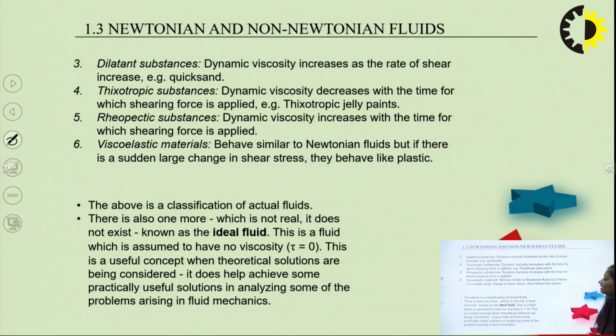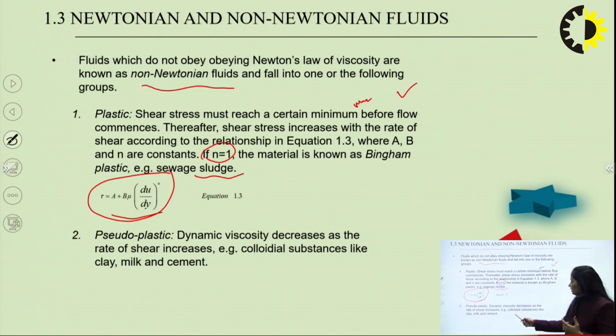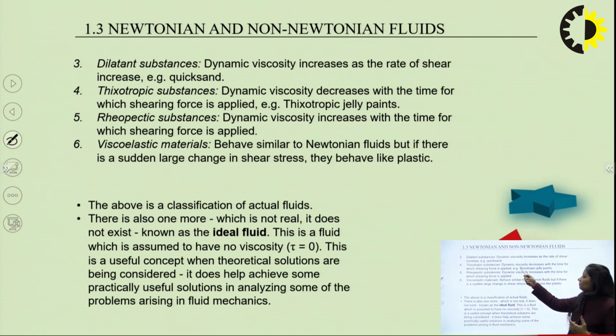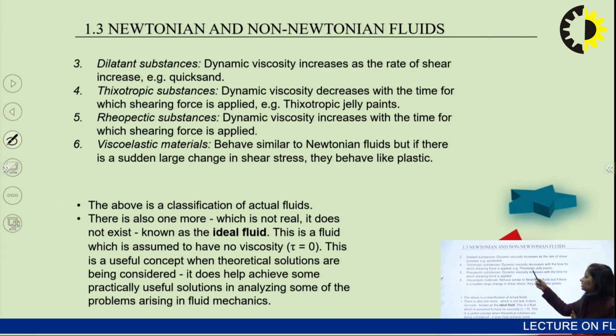In the case of dilatant substances, the dynamic viscosity increases with the rate of shear increase. For example, quicksand. In the previous case, there was a decrease in viscosity in pseudoplastic, but now in the case of dilatant substances, there is an increase in the rate of shear, with an increase in dynamic viscosity as well as shear stress. The example is quicksand.